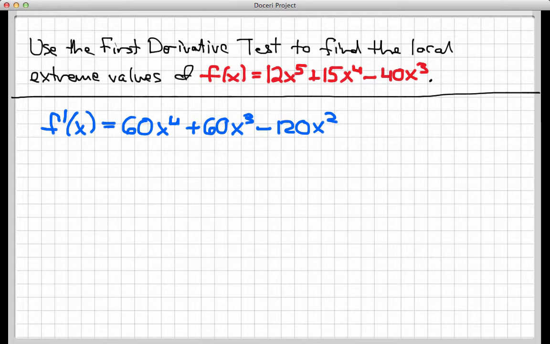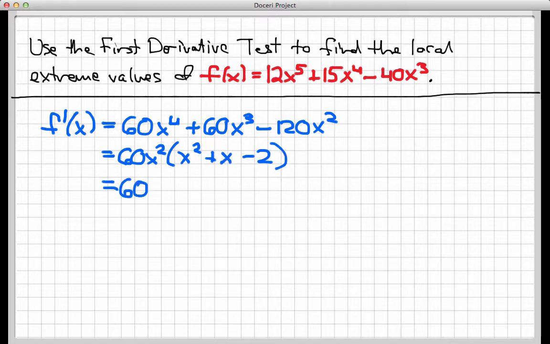So I'm going to factor out the greatest common factor from this expression, and that would be 60x squared, and that's going to leave me with x squared plus x minus 2. I can factor that even further into 60x squared times, and then the quadratic in here factors into x plus 2 times x minus 1.